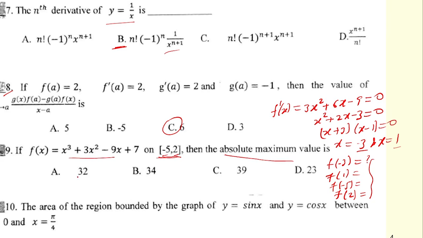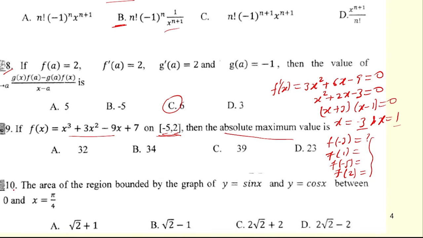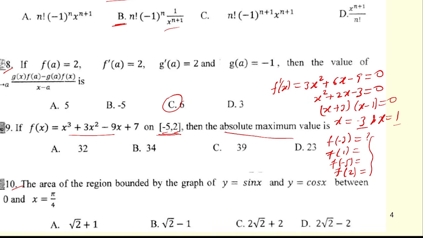The last multiple choice, question number 10. The area of the region bounded by the graph of y is equal to sine x and y is equal to cos x between 0 and pi over 4. We have two functions, y is equal to sine x and y is equal to cos x, on the interval 0, pi over 4.